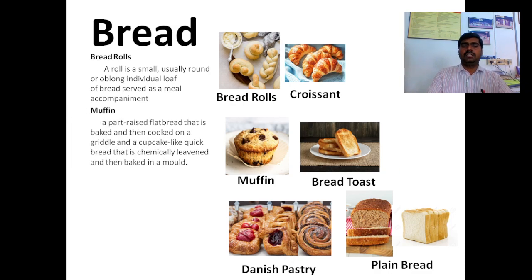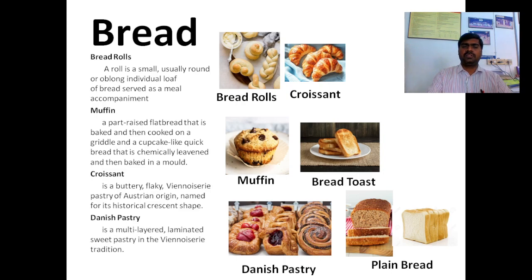Muffin is a part raised flat bread that is baked and then cooked on a griddle, and a cupcake-like quick bread that is chemically leavened and then baked in a mold. Croissant is a buttery, flaky, Viennese pastry of Austrian origin, named for its historical crescent shape. Danish pastry is a multi-layered laminated sweet pastry in the Viennese tradition. Bread toast, plain breads.